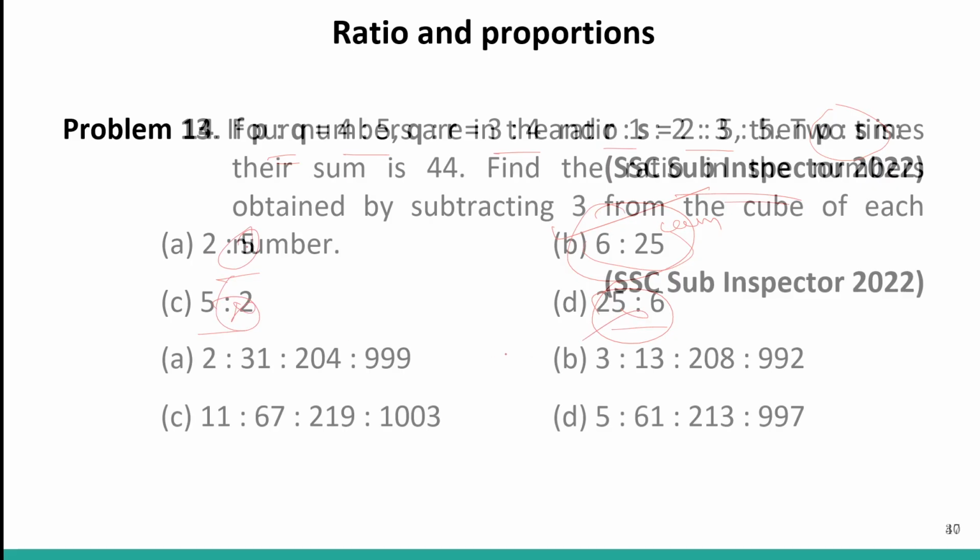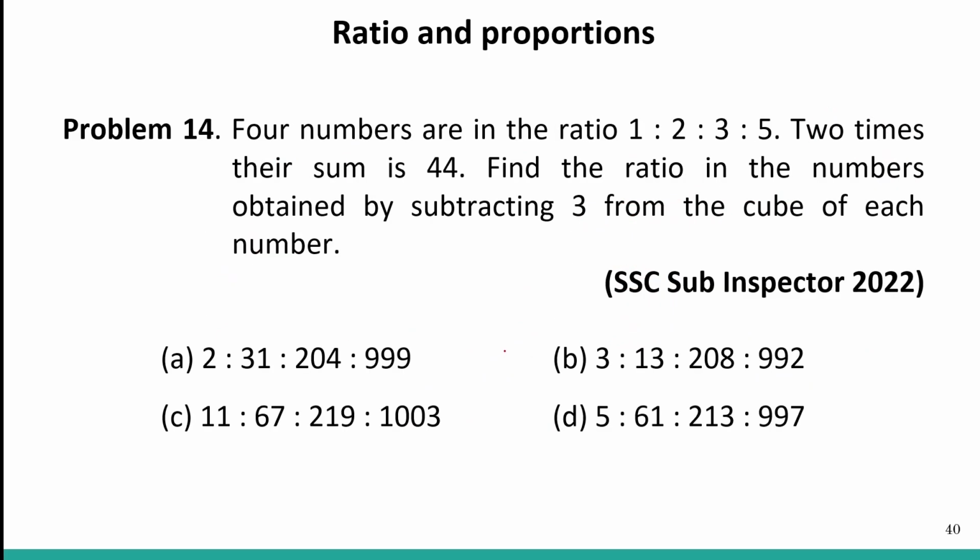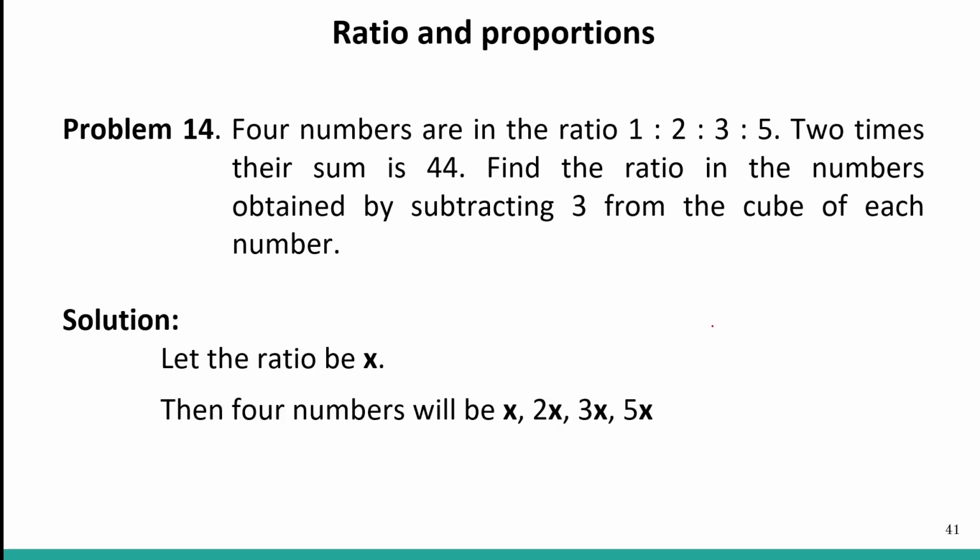Okay. So let's see problem number 14. Four numbers are in the ratio 1 is to 2 is to 3 is to 5. So 2 times their sum is 44. Okay. 2 times their sum is 44. So find the ratio of the numbers obtained by subtracting 3 from the cube of each number. So this question has appeared in SSC Sub Inspector 2022 paper.